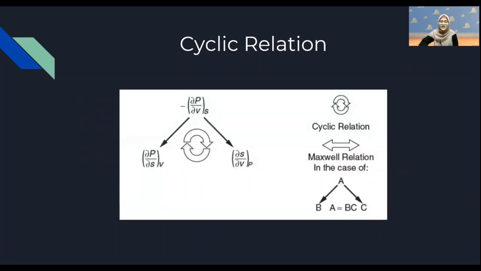Looking at the example, it shows that negative dP over dV at constant entropy is equal to dP over dS at constant volume times dS over dV at constant pressure. So this is an example of the cyclic relation between the three interdependent variables.